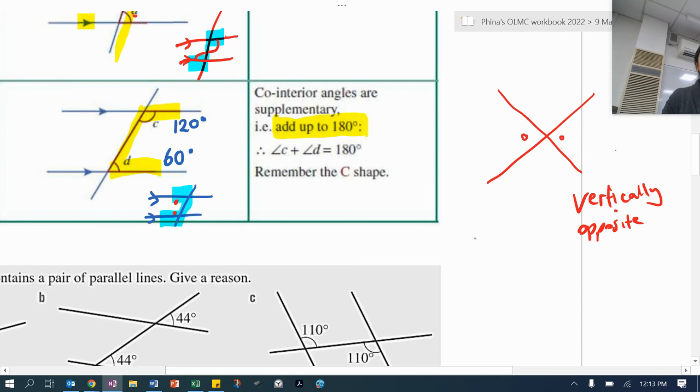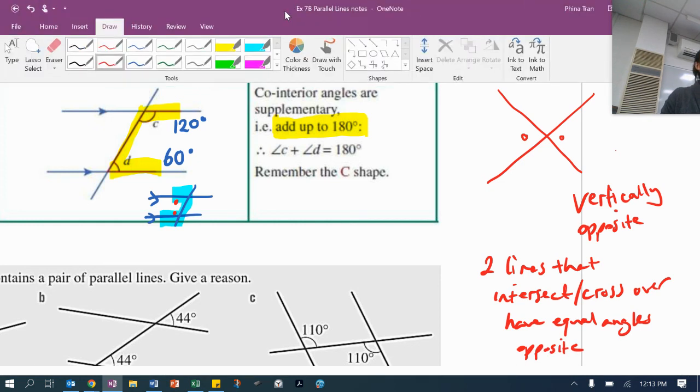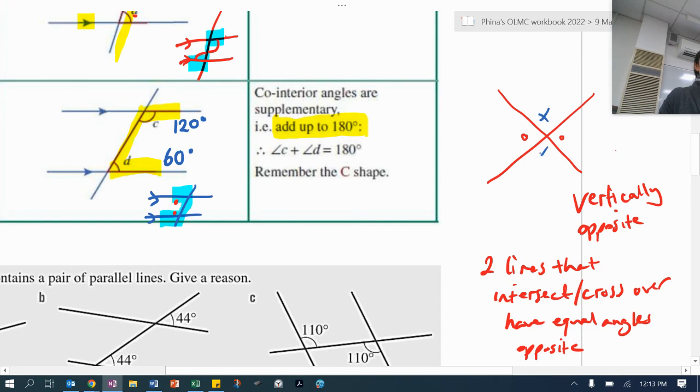So maybe I'll just say two lines that intersect or cross over have equal angles. Angles opposite to each other. Hopefully that makes some kind of sense. So these two are equal and then these two are equal with each other. And that applies to any lines that cross over. Okay? So with a combination of those rules and the complementary, supplementary thing we did last lesson, this should be able to help you solve a lot of these problems. Okay? Any questions about this first bit?